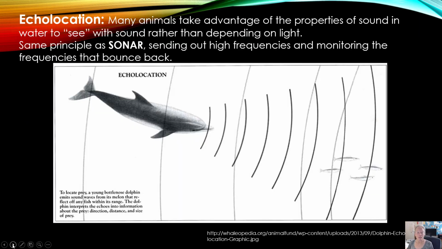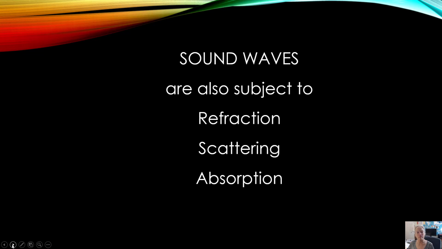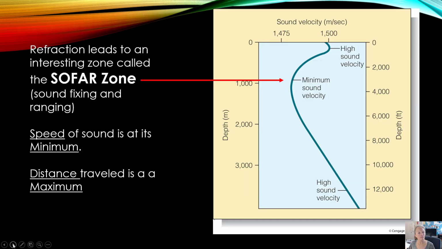Most people know that animals take advantage of the speed of sound and the quality of sound in the ocean to hunt, some of them, called echolocation. It's like sonar. The porpoises bounce sound waves off of their prey, and that tells them where they are. Because, of course, light isn't that great down there, so they might not be able to see them that well. I think I already said this. Sound waves are also subject to refraction, scattering, and absorption.